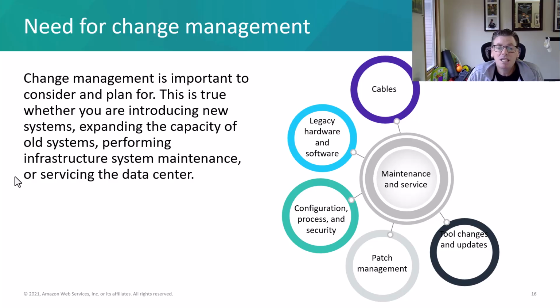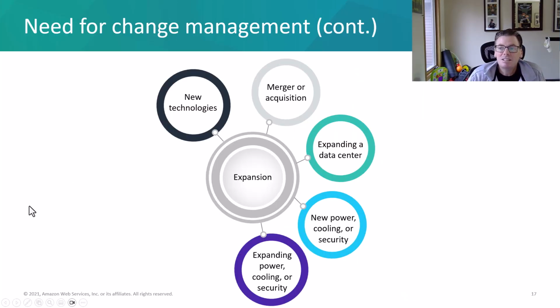We may need to decommission legacy hardware and software. How do we shut these things down without impacting other places? How do we do configuration and process updates? How do we put security patches in? That kind of thing. How do we monitor these tool changes and updates, right? Maybe it updated to a different version. How do we do that and minimize downtime? Again, the need for change management is important.